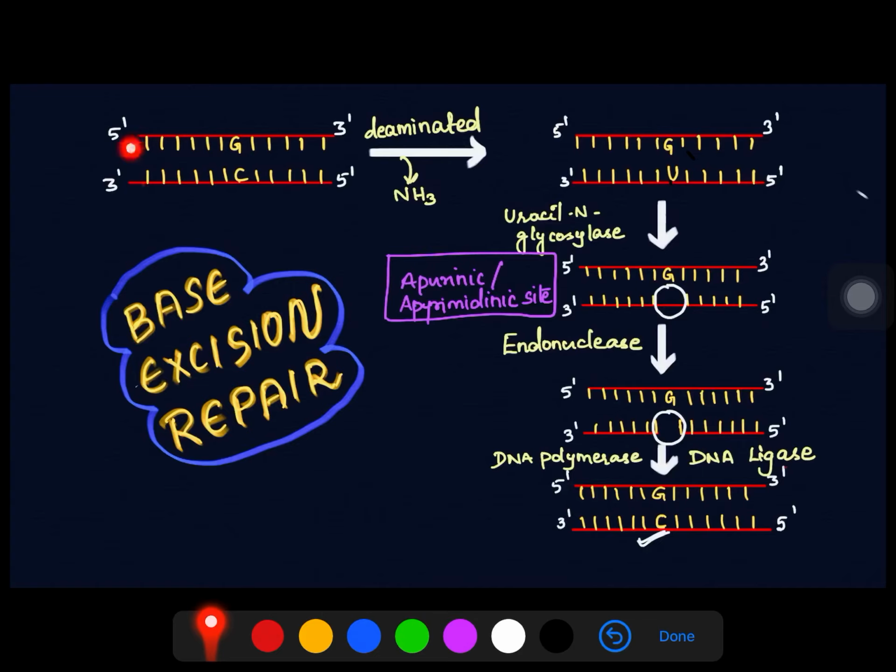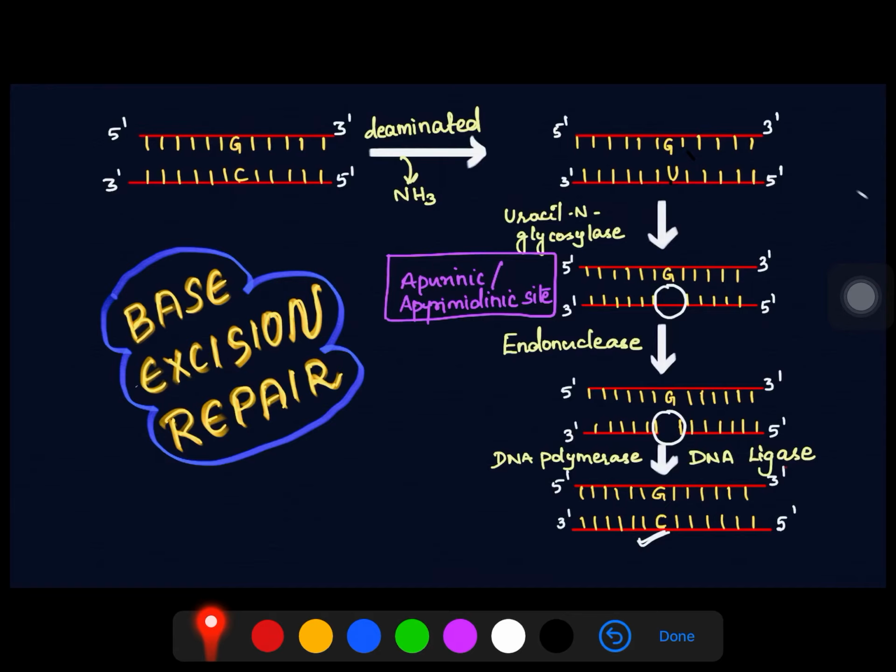So here you can see a double stranded DNA. This is 5 prime to 3 prime and this strand 3 prime to 5 prime. As an example I have mentioned here guanine paired with cytosine. Is it correct or not? It is correct. Always the cytosine will be paired with guanine by 3 hydrogen bonds.